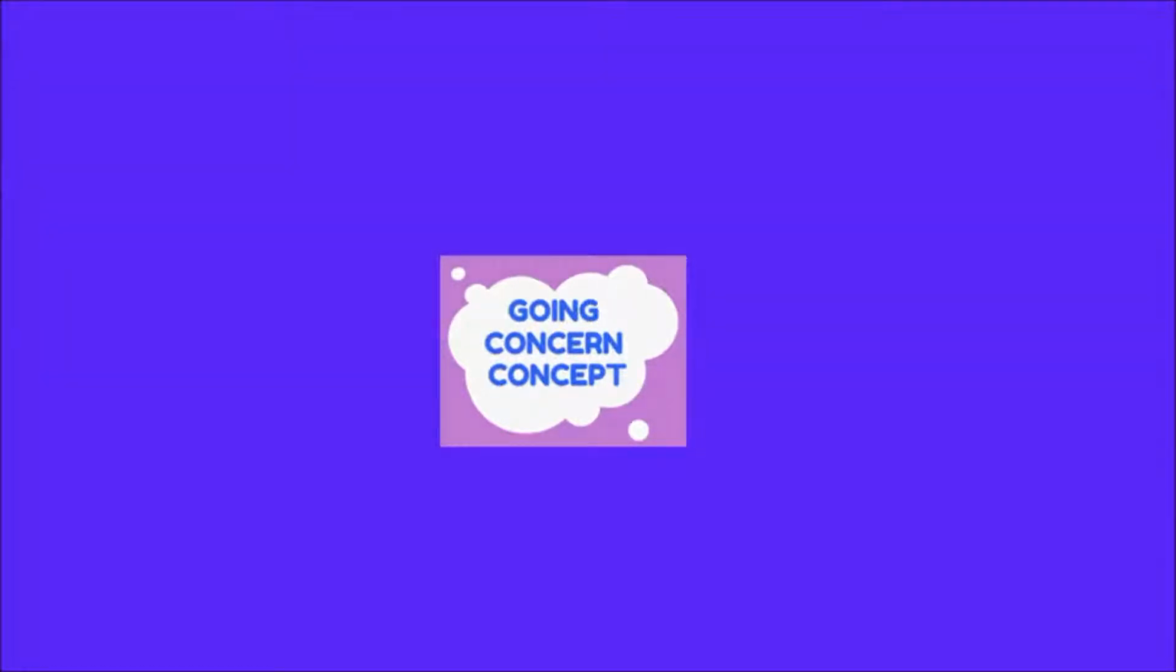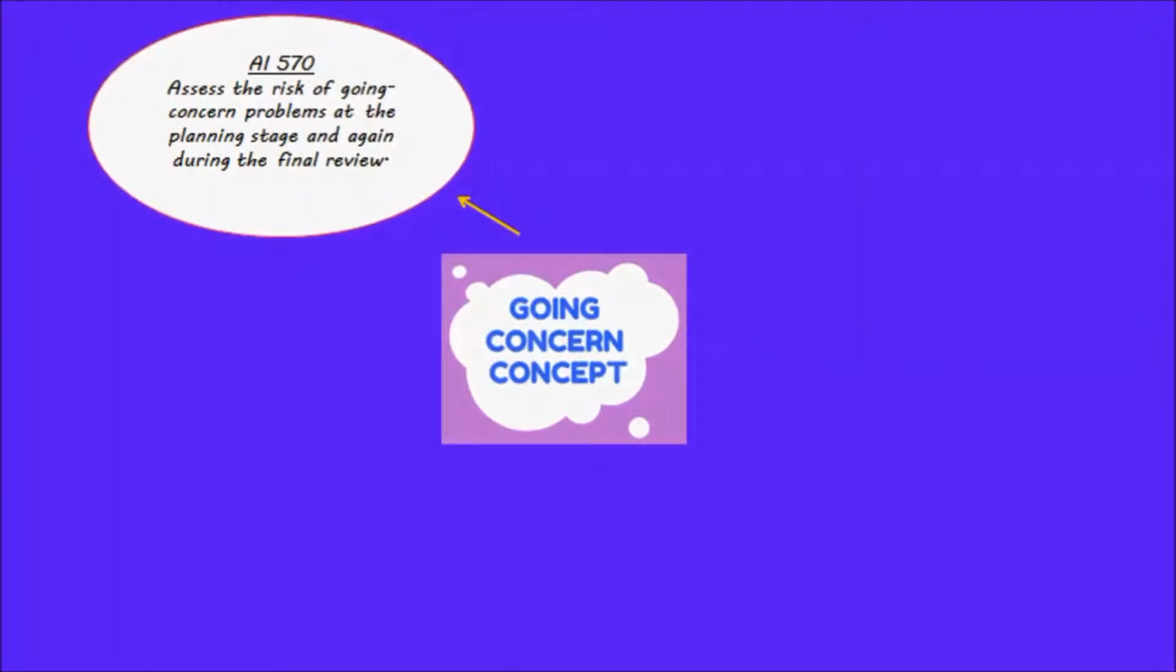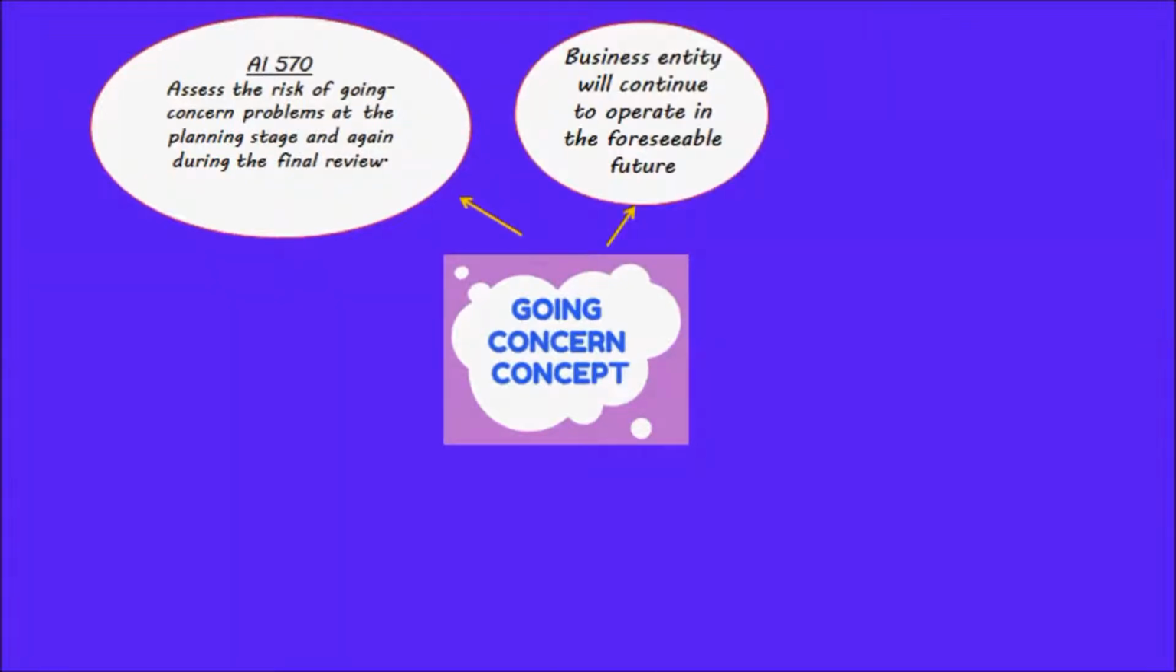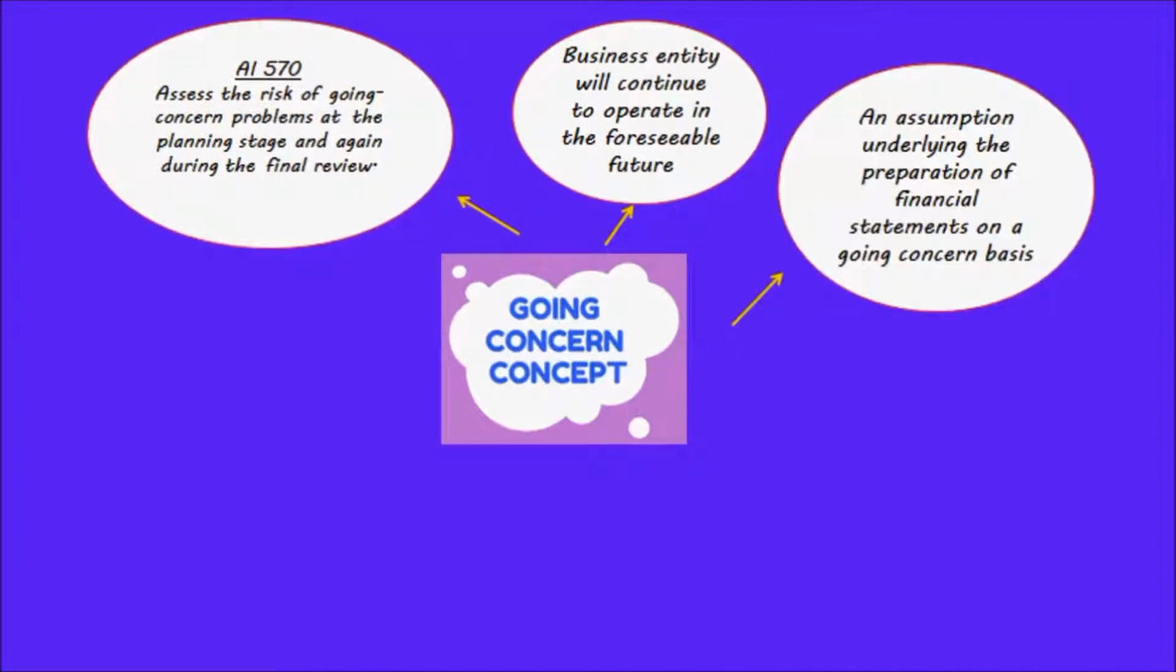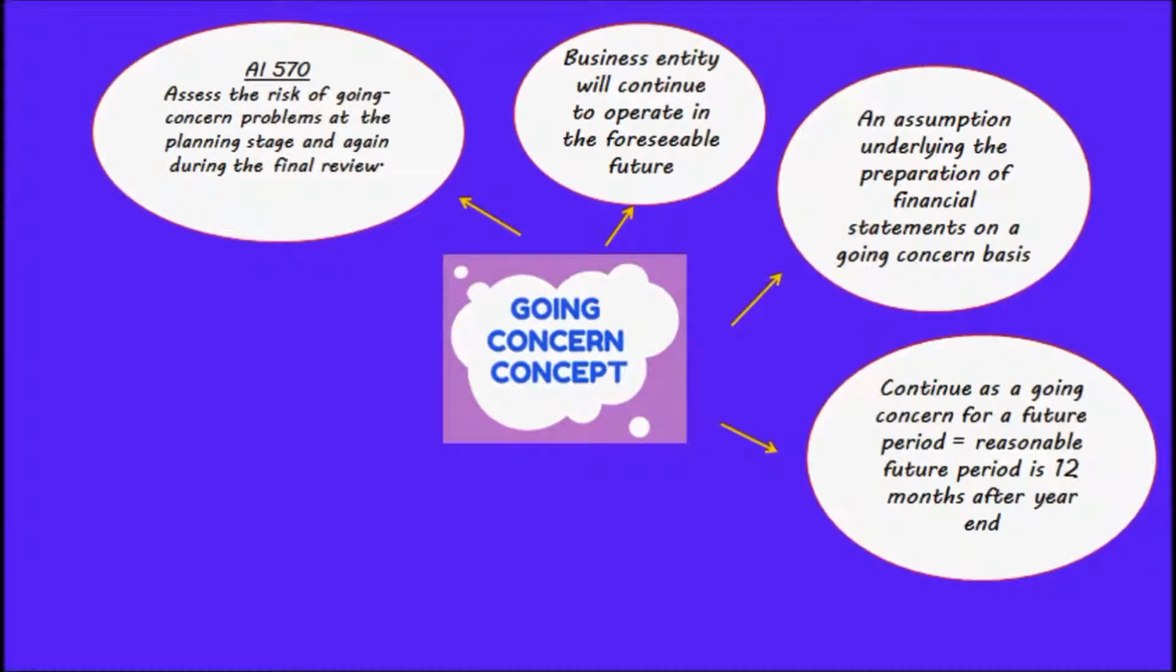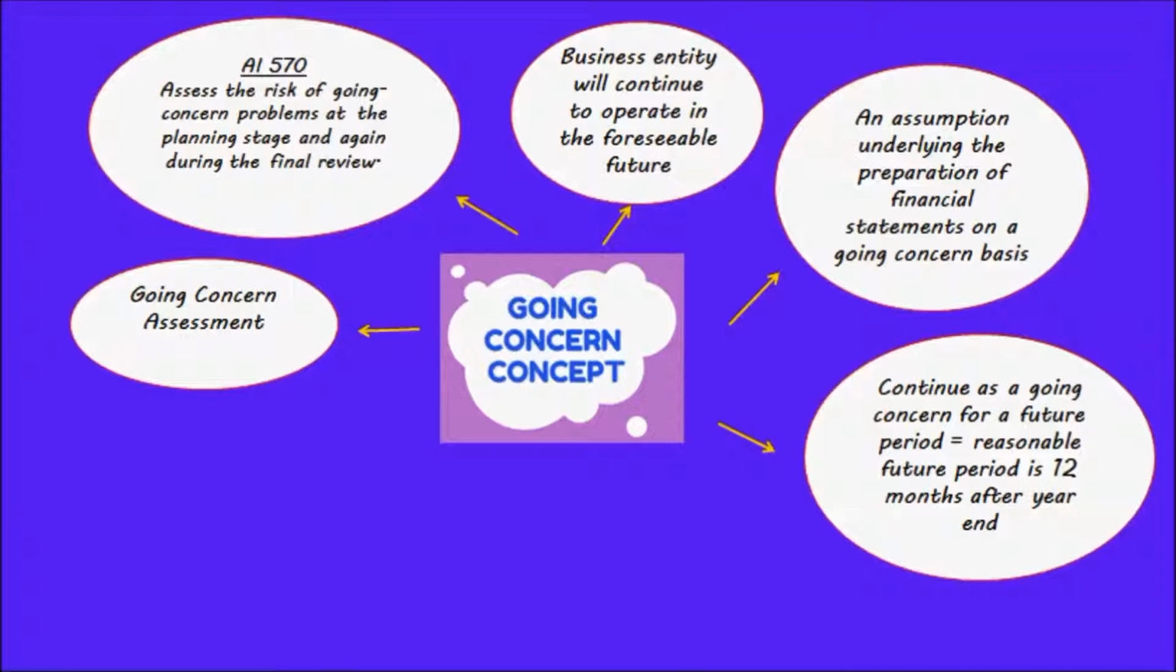Next is going concern. ISA 570 assesses the risk of going concern problems at the planning stage and again during the final review. The going concern concept is that the business entity will continue to operate in the foreseeable future. It is an assumption underlying the preparation of financial statements on a going concern basis. The reasonable future period is 12 months after year end.